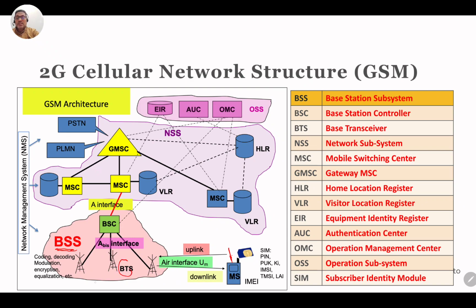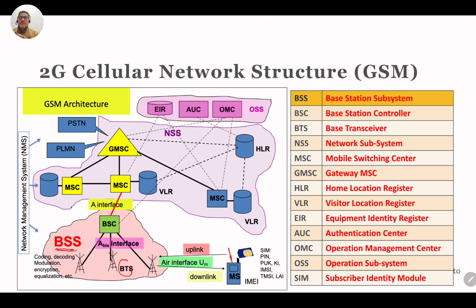This is on the tower, as you can see them, or over the building, and so on, which contains the antennas, and it can do the coding, decoding, modulation, demodulation, encryption, decryption, equalization, all the radio functions that can be done in the base stations.